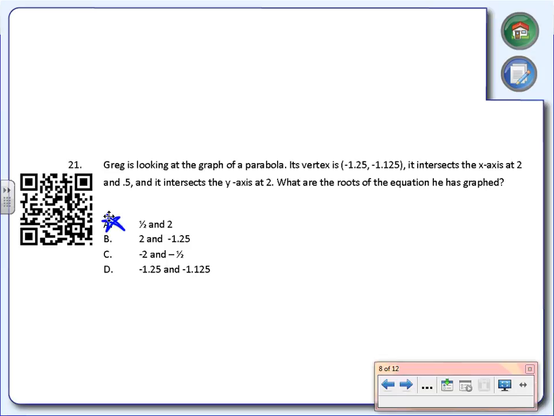The solutions, or the x-intercepts, which is what it has up there. The x-intercepts are 2 and, not negative, but 0.5.